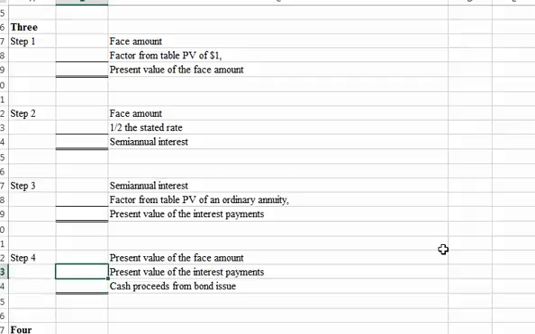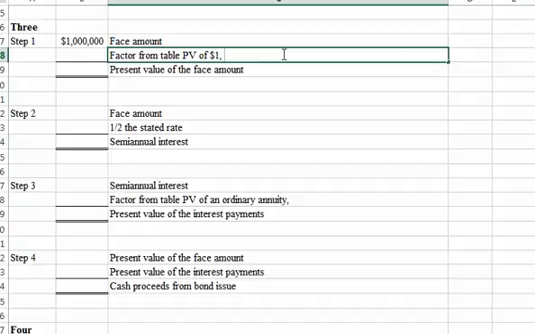Okay, so let's figure out the cash proceeds. Remember, it's a 4-step process. We'll start with the face amount. It wouldn't always be $1 million, of course. Typically it would be a number quite a bit larger than that. It's just $1 million on all of these. We'll go to a factor from the table, present value of $1. Again, that's on page P-2 in the back of your book.